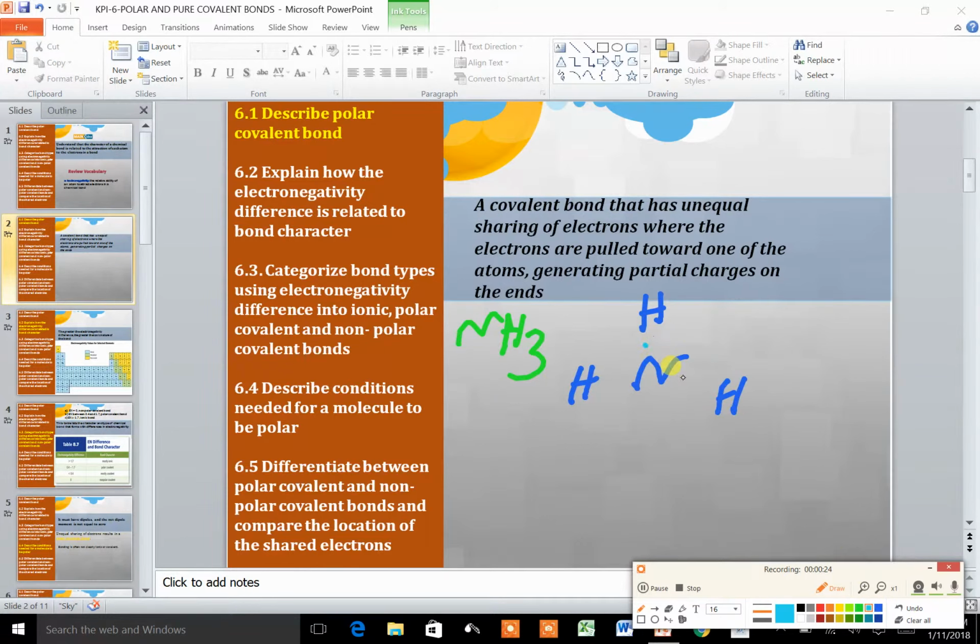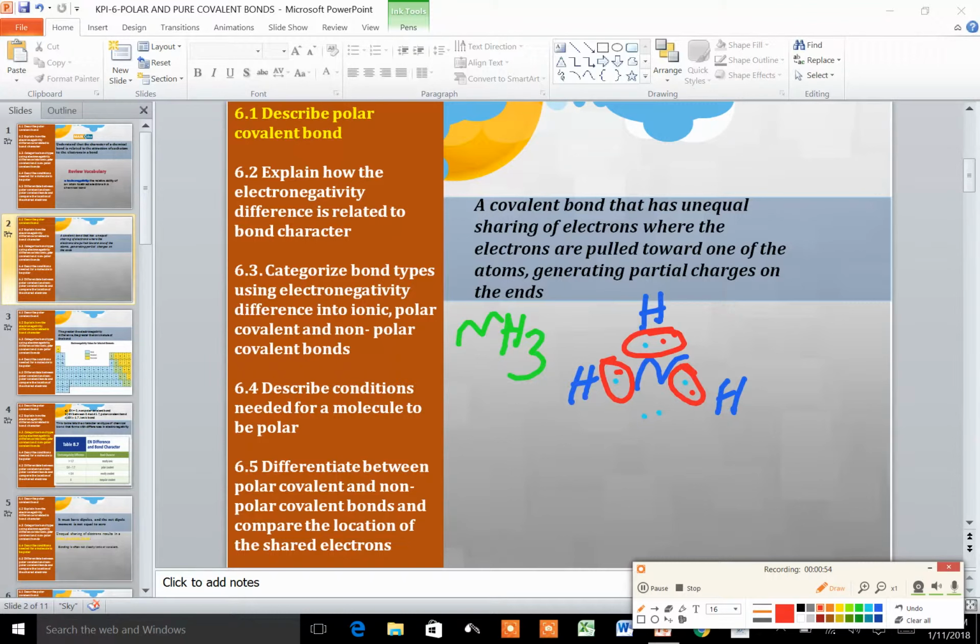Nitrogen has 5 electrons in the outer shell, while hydrogen has 1. This means that hydrogen is going to share 1 electron with the nitrogen atom, and nitrogen is going to share 3 electrons, 1, 2, 3, with each of the 3 hydrogen atoms.